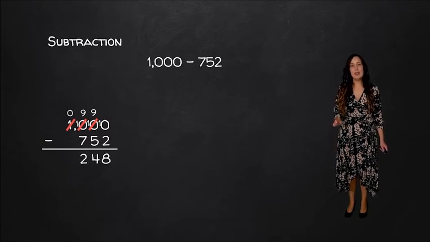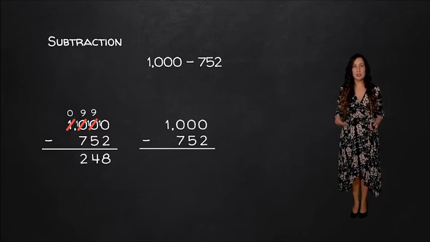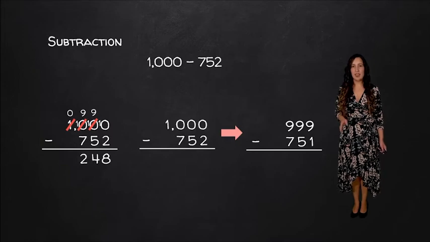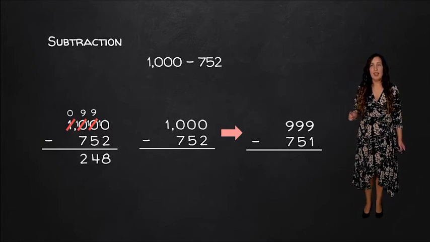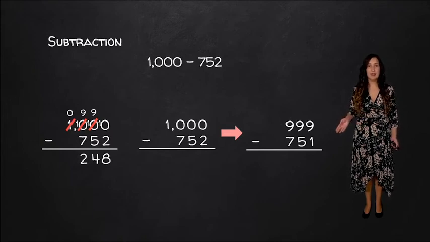All right? Another way to do this problem is because we have to borrow so much and because there are so many zeros, what we can do is we can take away 1 from each value. So instead of having 1,000 minus 752, if we take away 1 from 1,000, we have 999. And if we take away 1 from 752, we have 751. And so taking 1 from each value makes sure that they are still balanced, but it helps us out because now we don't have so many zeros and now we're not going to end up having to borrow.